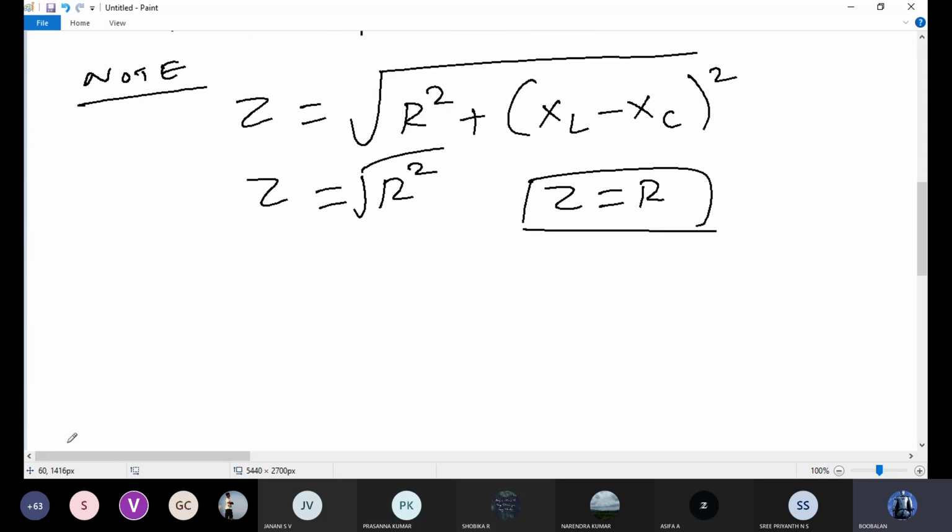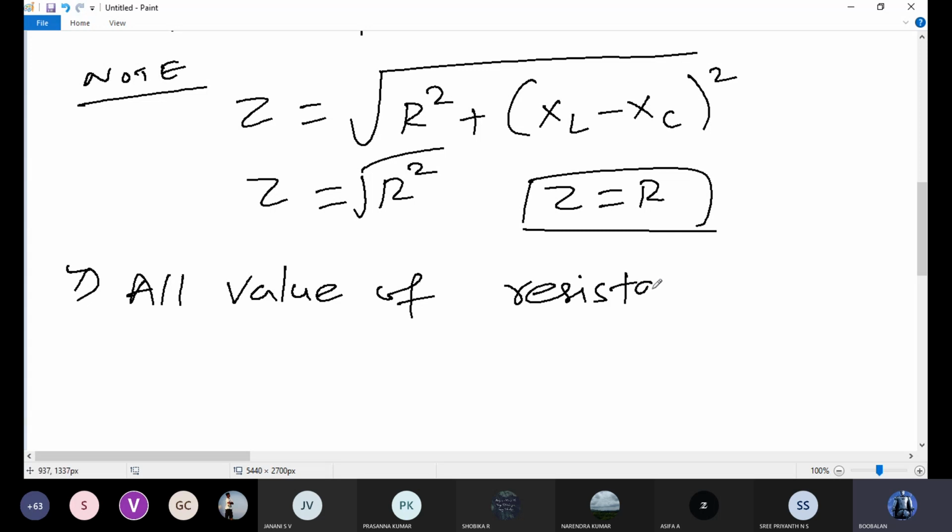Seventh one. In this, resonance occurs at all values of R. Whether it is a minimum or maximum, a point value, decimal or maximum value, all the values it is applicable. All the values of resistance.